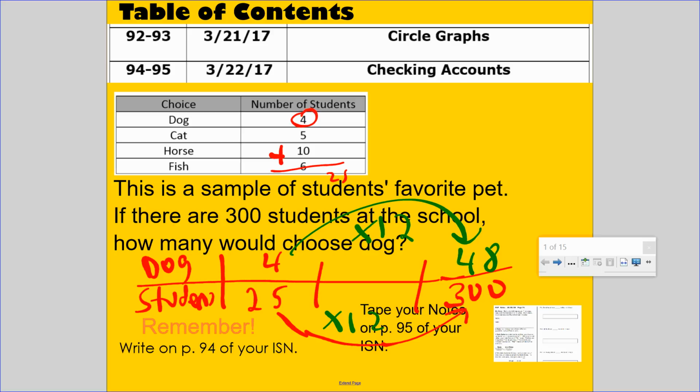So if I built this relationship, I could make a ratio table of 8 people selected dog out of 50. I can do 12 people chose dog out of 75. I could have chosen 16 out of 100 students, but that would have taken a while. I'd rather multiply by a scale factor of 12. So 48 will select dog out of 300 students.